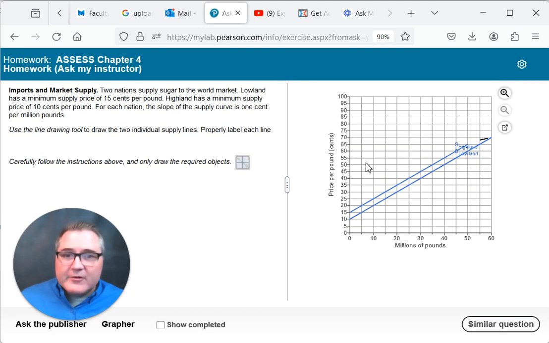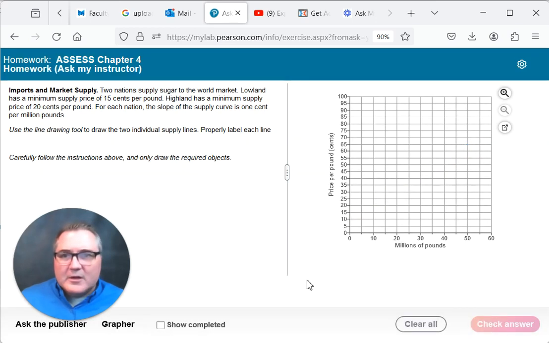Now, if you're doing this with Pearson, if you do the help me solve this, it will change the numbers on you. Let's look at this similar question. So you may get a different version is my point. This version of the question just says 15 cents for lowland and 20 cents for highland. So what's the difference? Well, really that's just telling you what the cents are at zero. That's the y-intercept here. So that's where the starting point is on that graph. So hopefully that helps.